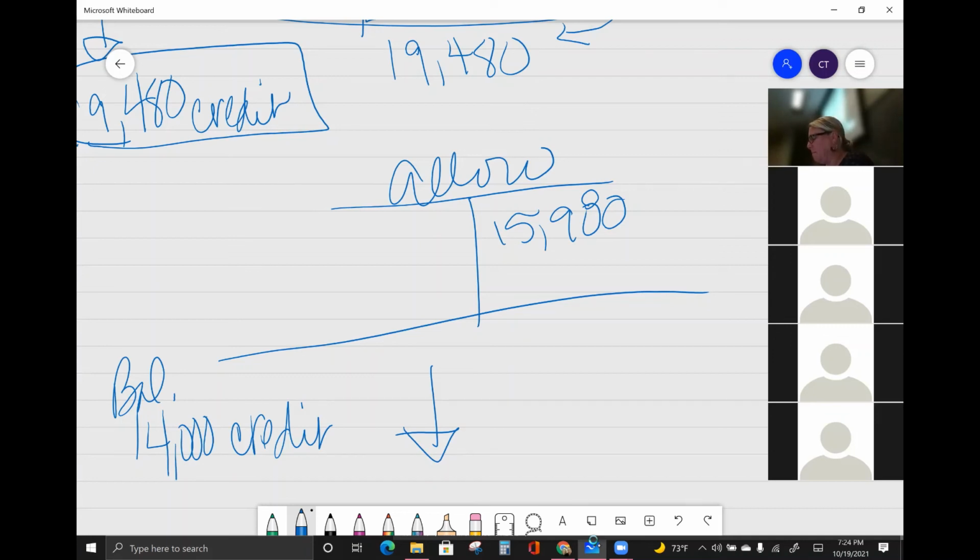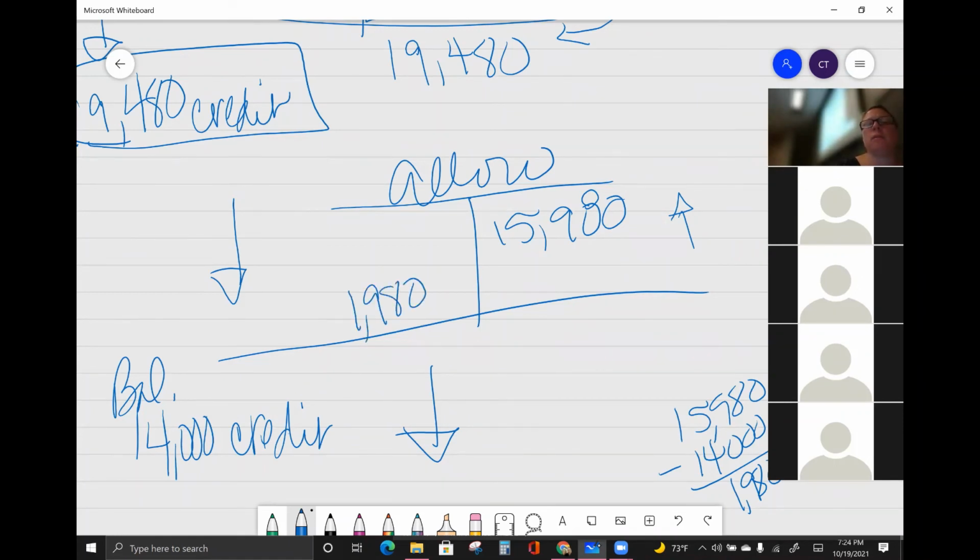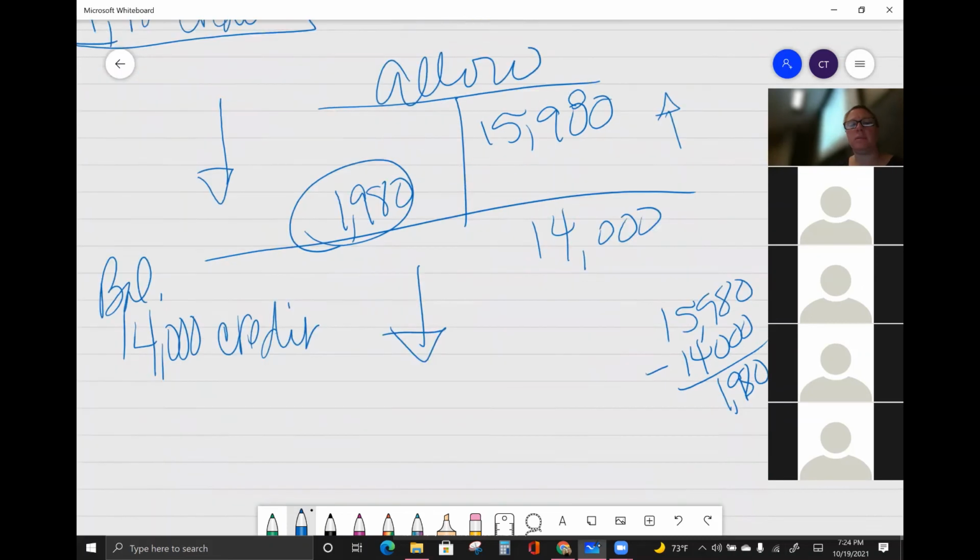If I put a credit, it's going to increase it because it's on the same side, so I'd have to add them together. If I need to decrease the account and I have a credit sitting there, then I have to do the opposite in order to reduce it down. So my difference, I take the 15,980 less the 14,000, which is 1,980, I believe. So I have to reduce it by that. So now I need to do a journal entry for 1,980 in order to get a balance of $14,000 as a credit.